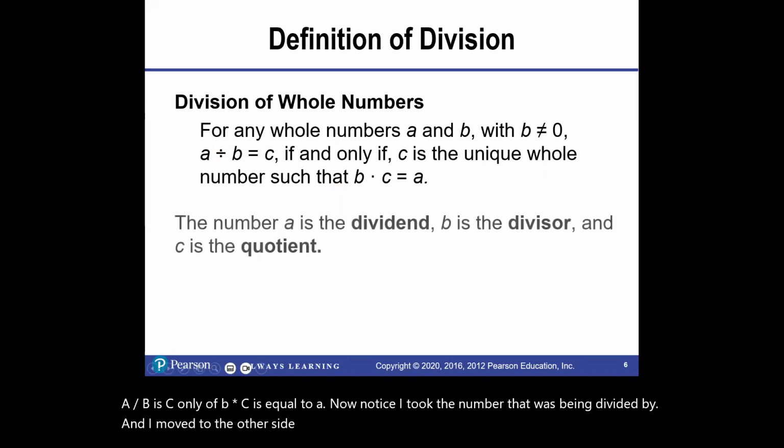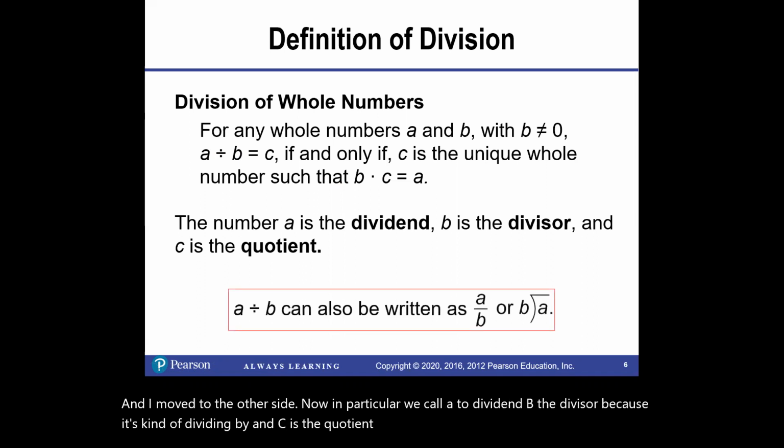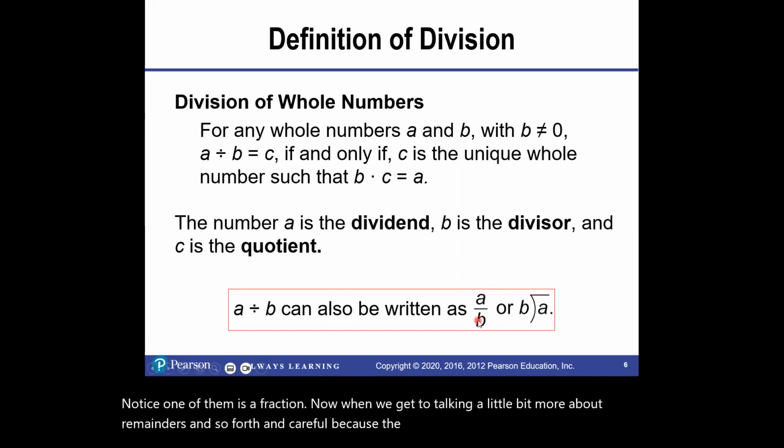Now, in particular, we call A the dividend, B the divisor, because it's the thing I'm dividing by, and C is the quotient. Now, sometimes people write this two other ways. Notice one of them is a fraction. Now, when we get to talking a little bit more about remainders and so forth, be careful because a fraction does not mean a remainder.